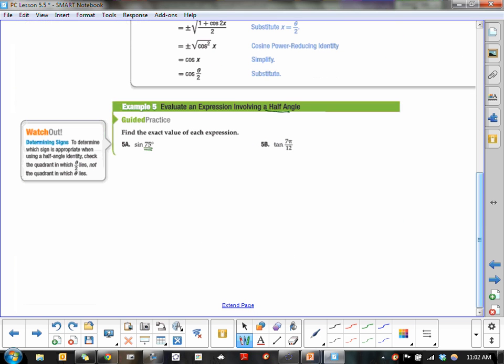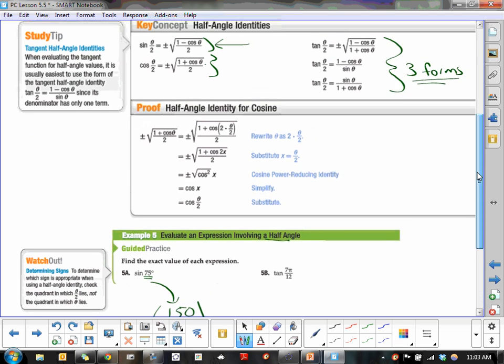So I'm going to rewrite the sine of 75 as the sine of 150 divided by 2. Is this still 75 degrees? Yes, it is. That's the idea behind it. We're going to be able to find the exact value of 75 by being able to take half of 150. So we're going to apply our half angle identity for sine.